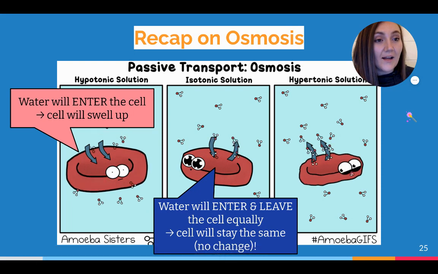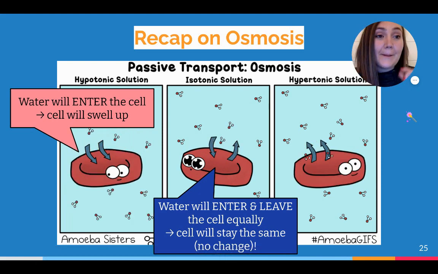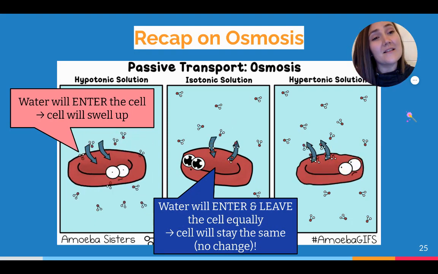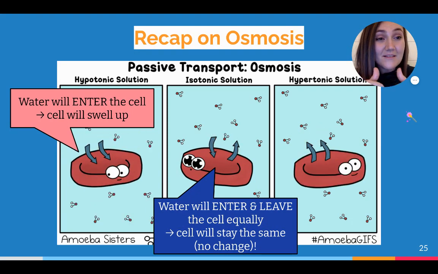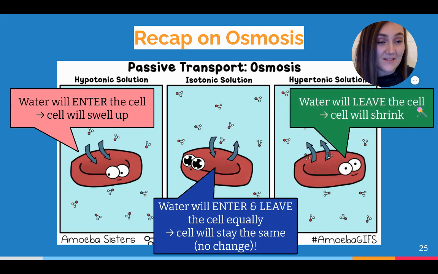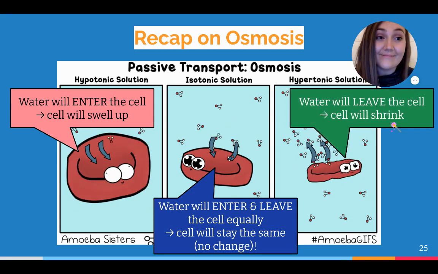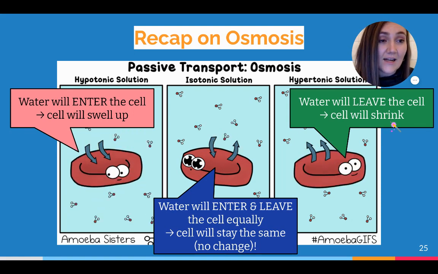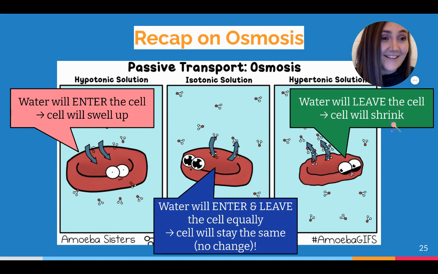All right, the last one, hypertonic. Hypertonic, your lips are getting really tight together. That means that the cell is shrinking. That means that water has left the cell. So water will leave, the cell will shrink. Also not good. We don't want our cells to shrink and shrivel up. We want them to stay hydrated. Make sure you're drinking some water today.